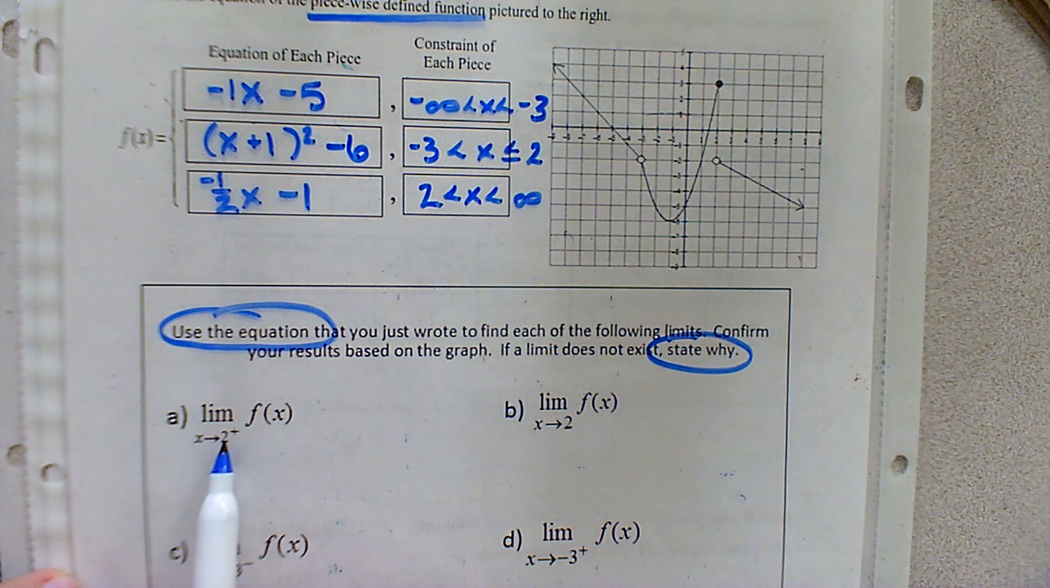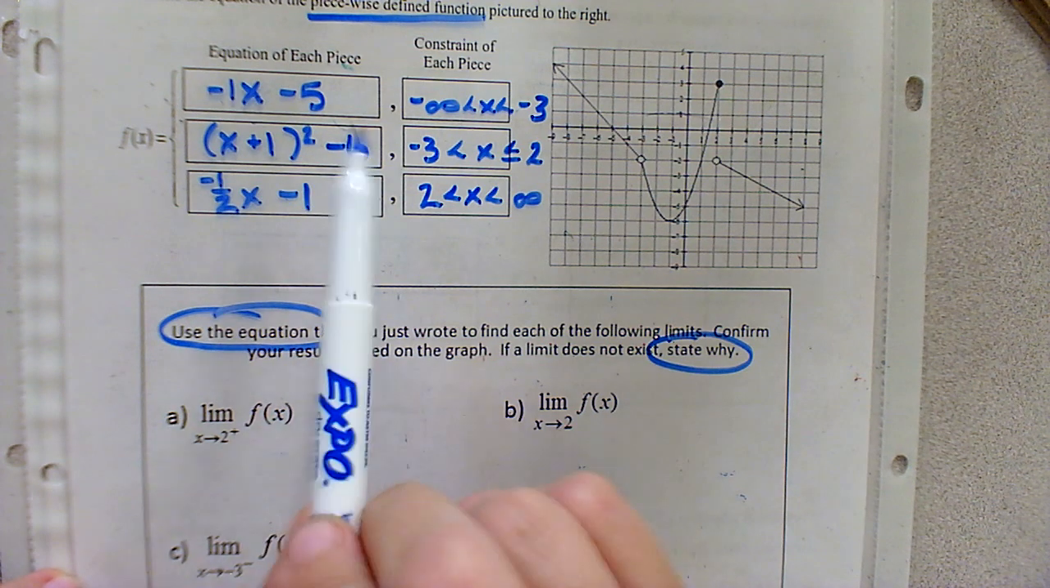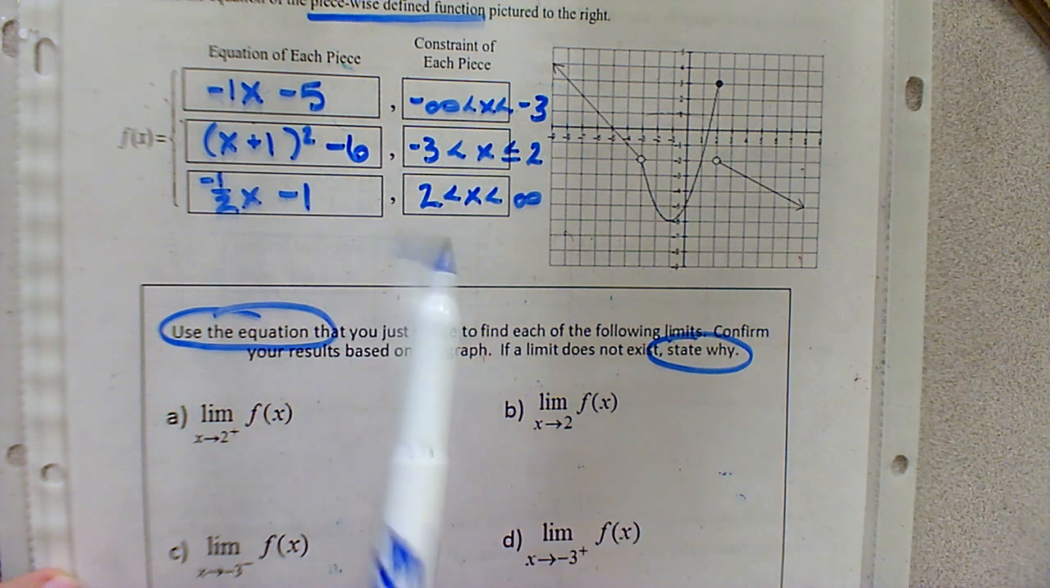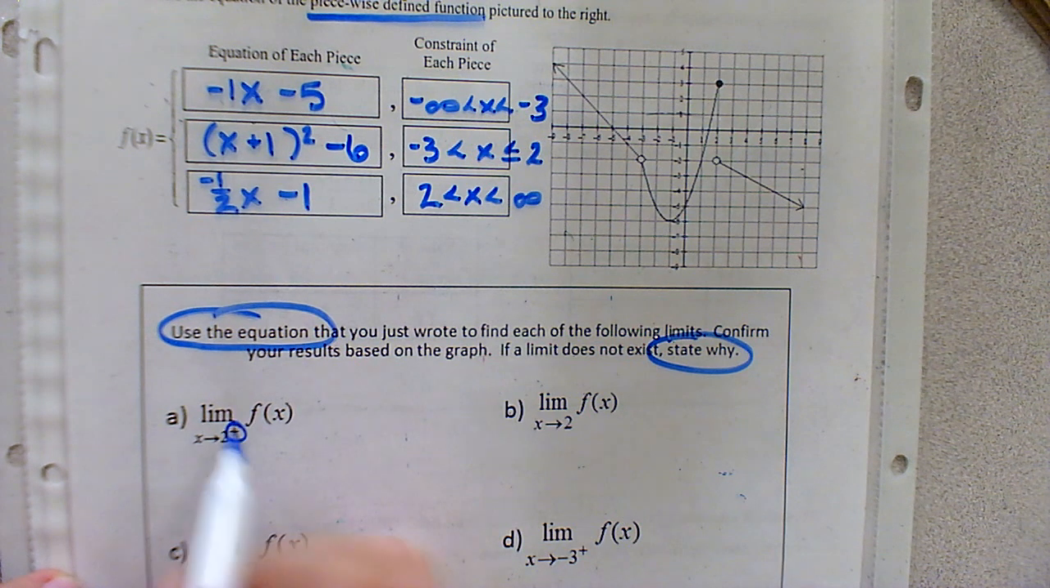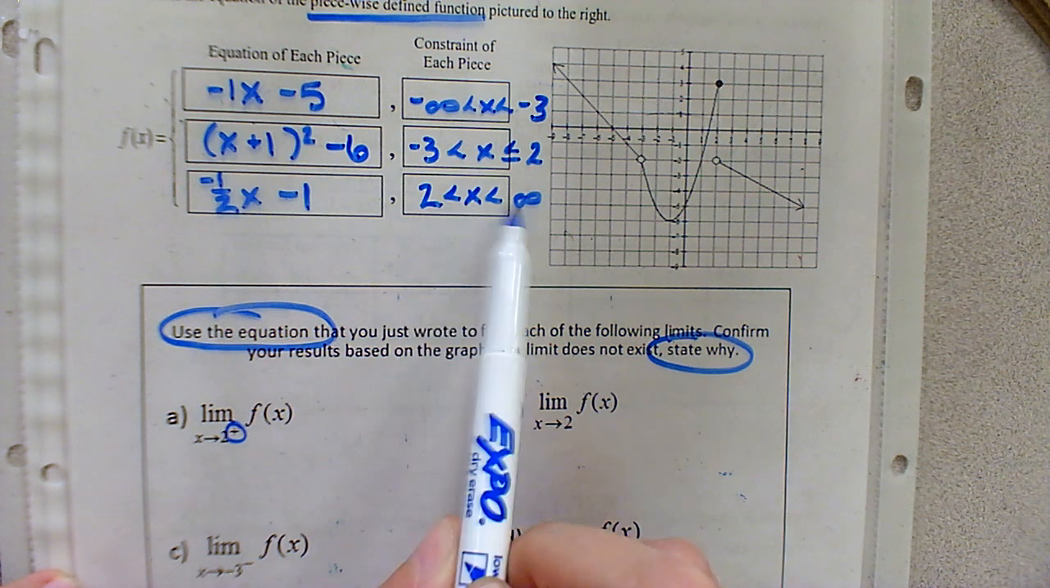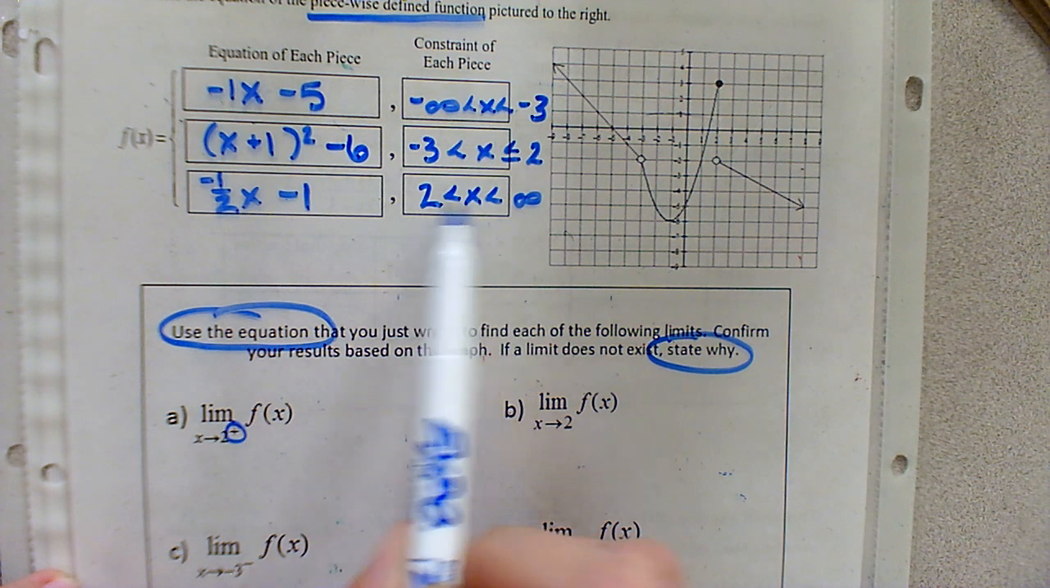So for our first limit, we want to approach 2 from the right-hand side. So this is when we're going to take a look at our constraints and try to pick the one equation that has values to the right of 2, meaning bigger than 2. And if you take a look at your options, that would be this constraint or domain right here.